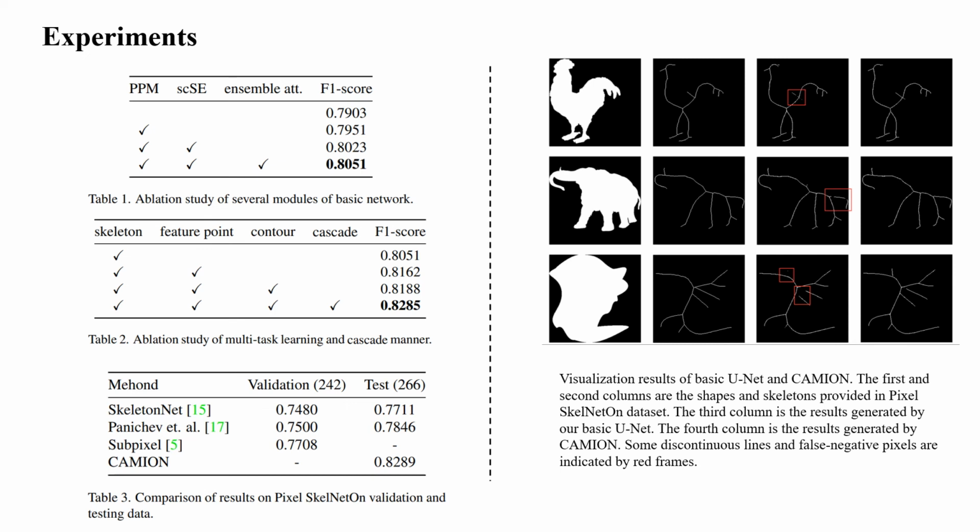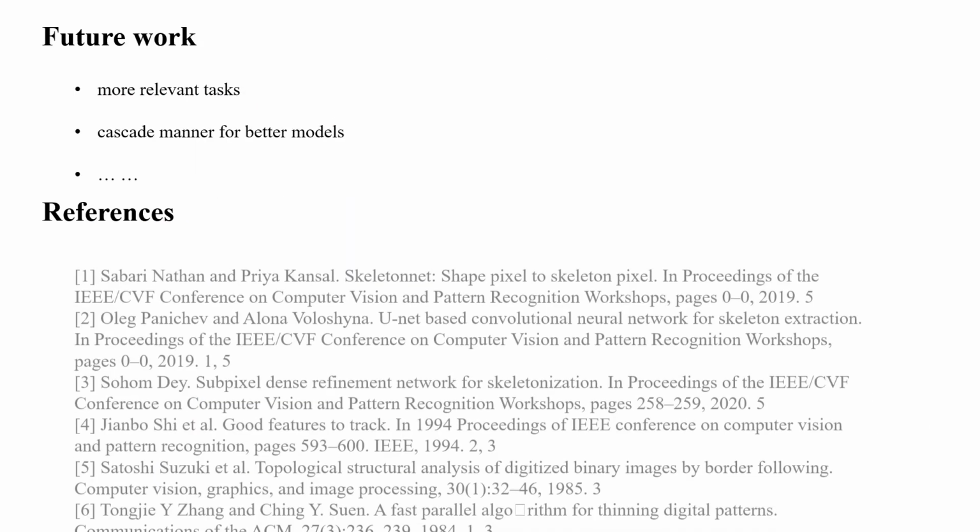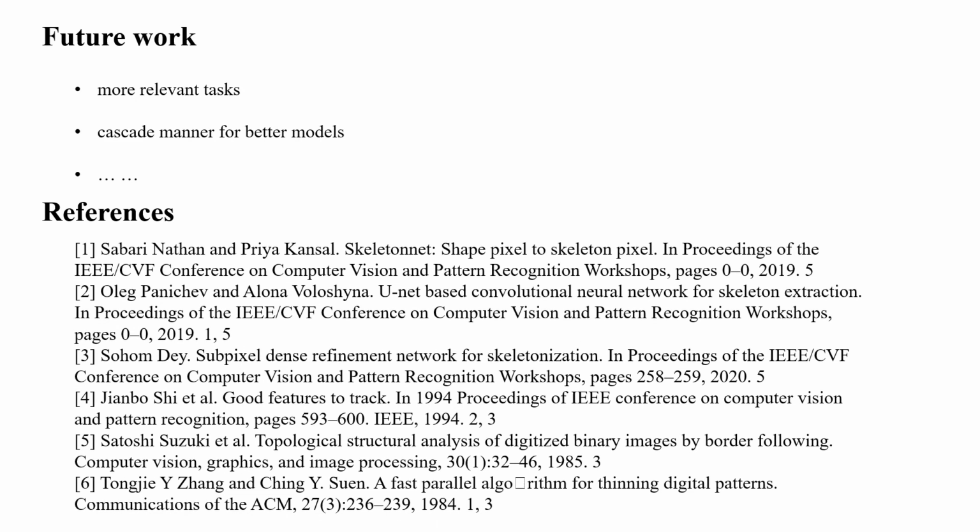This achieves state-of-the-art result compared to the results of previous pixel skeleton competitions without using extra tricks. CAMION is potential and generalizable. For multitask learning in CAMION, more relevant tasks can be introduced, such as the classification of shapes. The categories are indicated in the image names, and the cascade manner in CAMION can be generalized to future models with better performance.